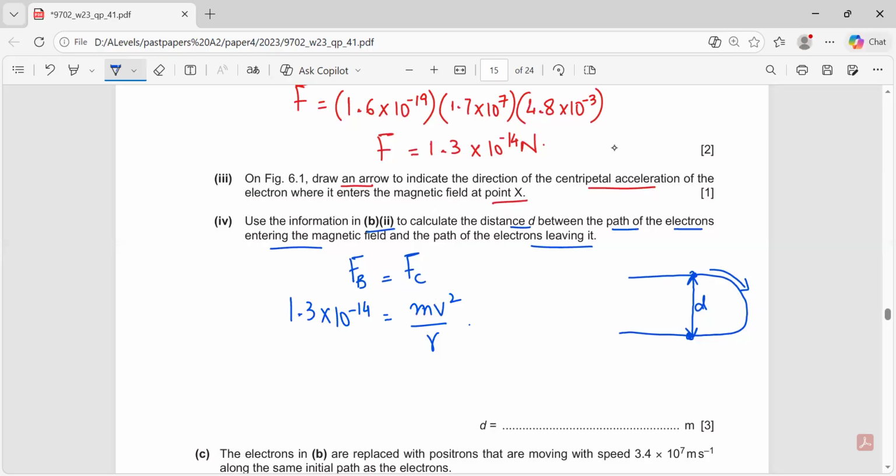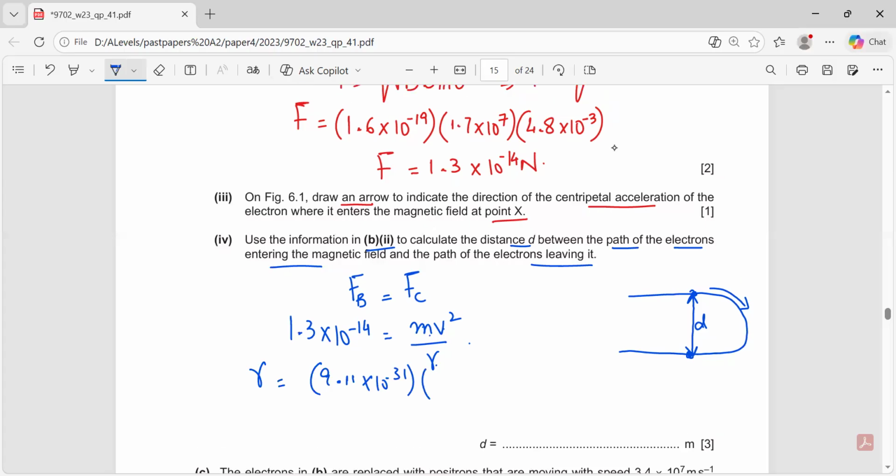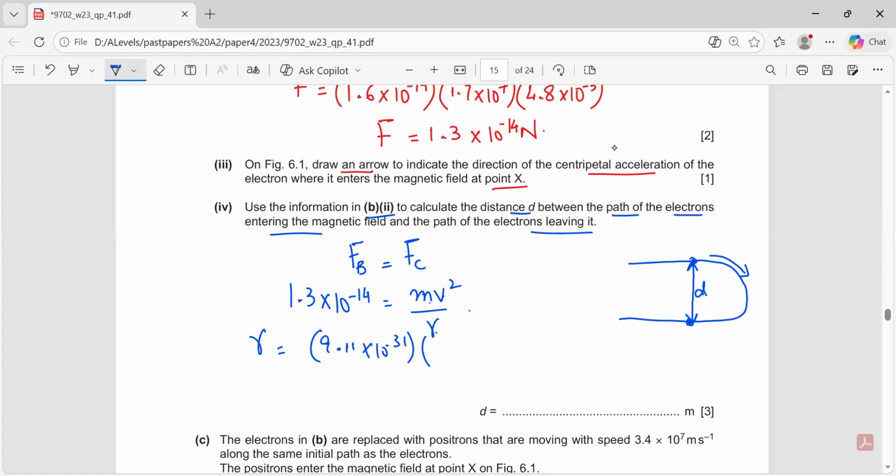So here it is going to be the mass of an electron. We have to find out the distance r. v is going to be the speed with which the electron is entering. तो r को मैं लेफ्ट साइड पे ले आता हूँ. r will be equal to the mass of an electron, around 9.11 into 10 power minus 31. Again, the mass of electron will be provided in the data sheet. Next is the speed square. The speed we found was 1.7 into 10 power 7. It is given in the question. Multiply by, this is going to be whole square, and the whole will be divided by 1.3 into 10 power minus 14. So solving the whole of this is going to give you the radius r.